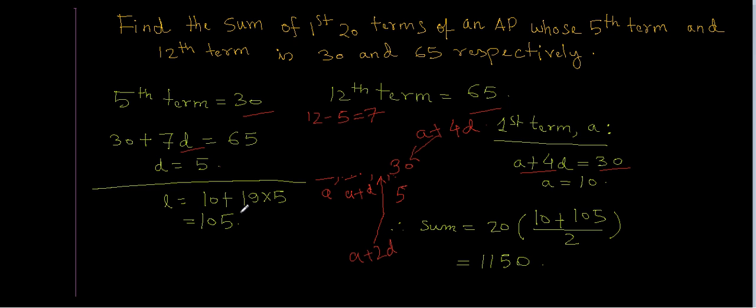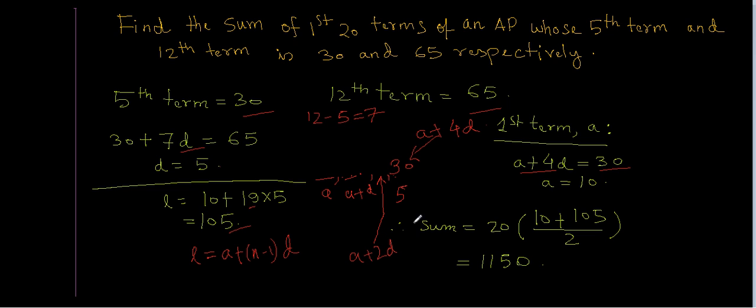And the last term is given by l equals a plus (n minus 1) into the common difference, where n is the total number of terms. The total terms here is 20. So n minus 1 we get 19. 19 into the common difference 5 is 95, which gives the last term as 105.